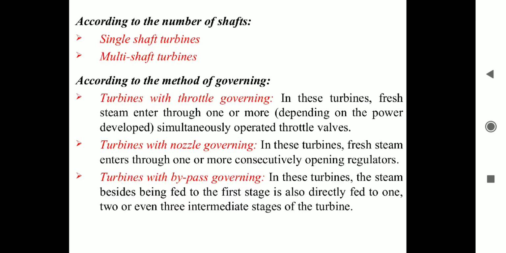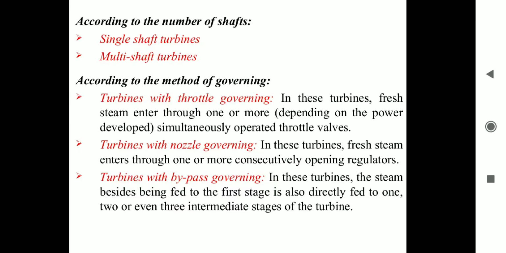First of all, let's discuss governing. What is governing of a turbine? As we know, the speed of rotation of the turbine directly depends on the production of electricity, and the speed of the turbine directly depends on the mass flow rate. If we control the mass flow rate, then we can control the RPM of the turbine. So we can govern the steam turbine, and there are the following three methods.